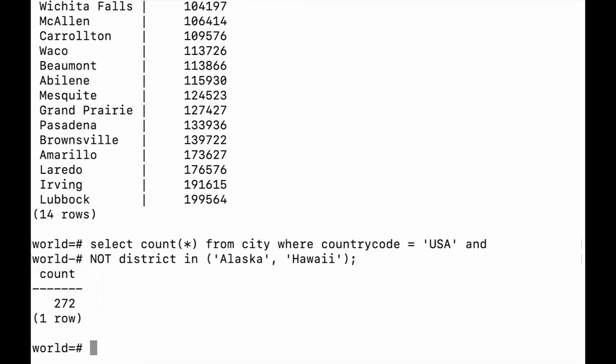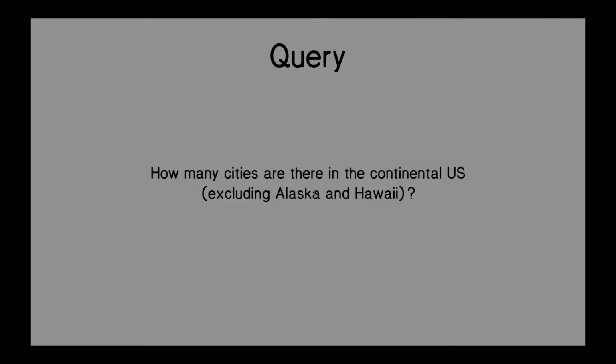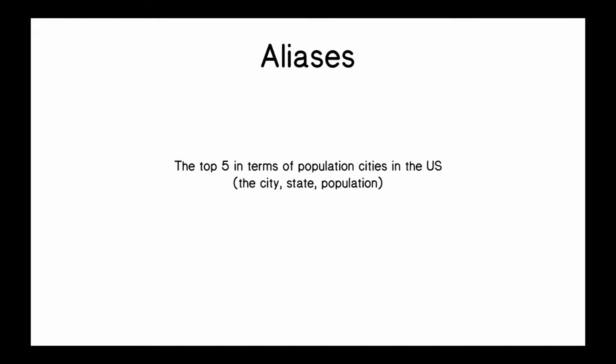So we've just seen the use of some syntactic sugar, things that we don't need but really make writing queries a little bit easier. We learned IN, BETWEEN, and NOT. Let's go back to a query we already did, or a really similar query to what we already did. Let's say we want the top 5 cities in terms of population in the U.S., so the city, state, and population.